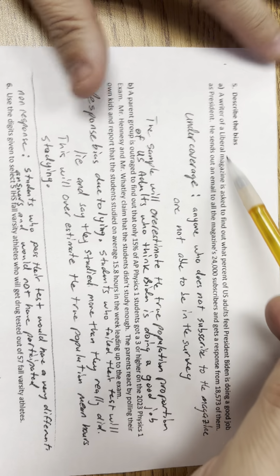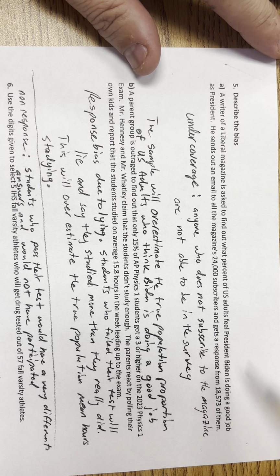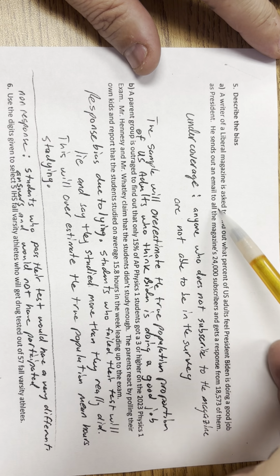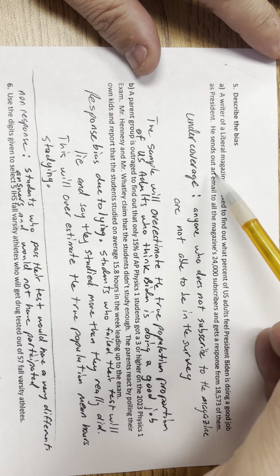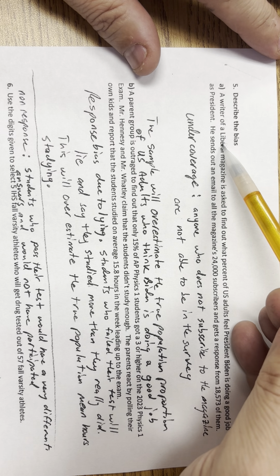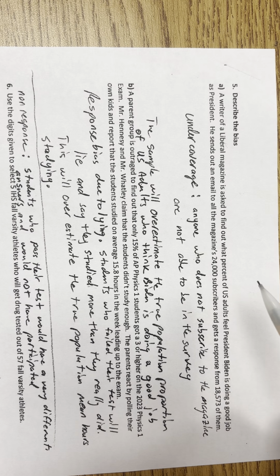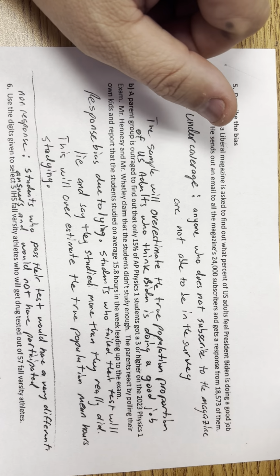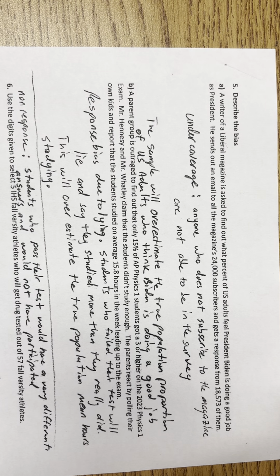So a writer of a liberal magazine wants to find out what percentage of U.S. adults feel President Biden is doing a good job as president. He sends out an email to all the 24,000 subscribers and gets a response from 1,853 of them. So this is undercoverage. Anybody that does not subscribe to the liberal magazine is not able to be part of the survey. Not because of anything they did, but because of how I set up the survey. I set it up to only get the magazine subscribers.